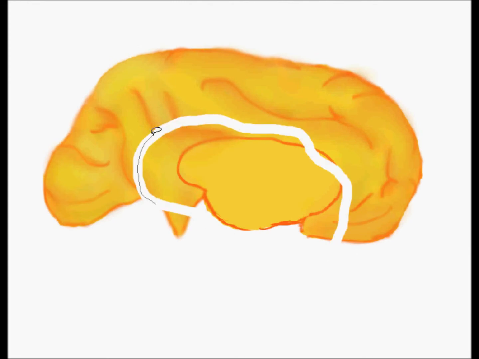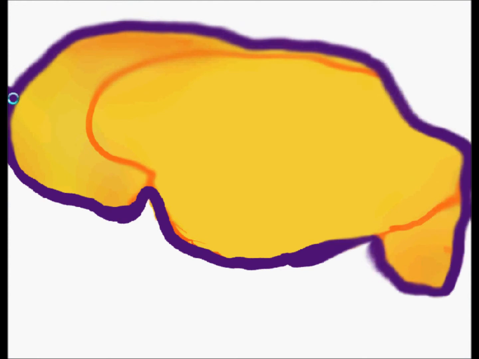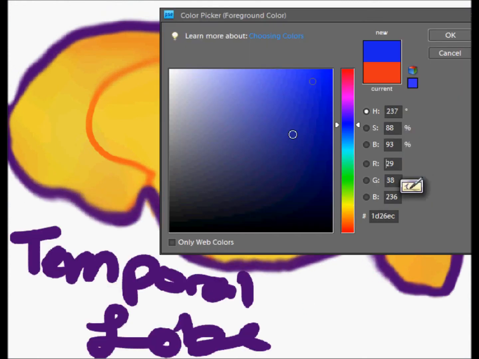This section is called the temporal lobe, which is located below the parietal lobe. This contains the area for audio processing, which helps you hear. This also helps you comprehend speech and language.